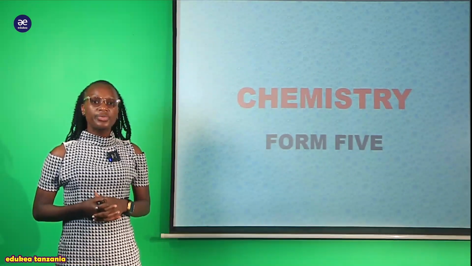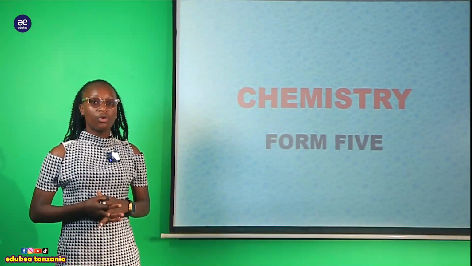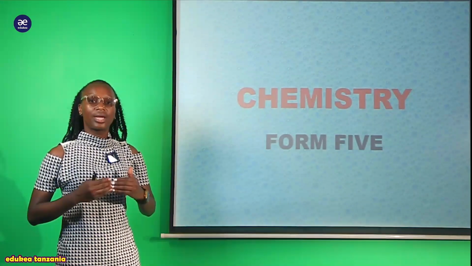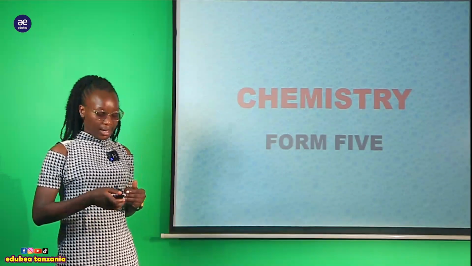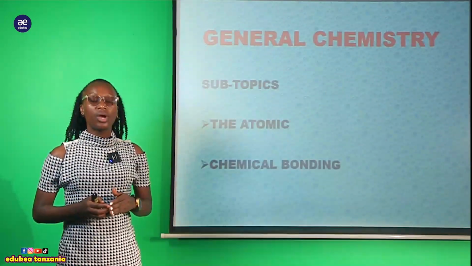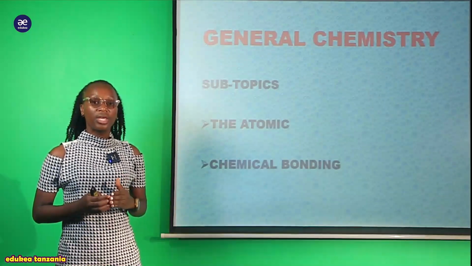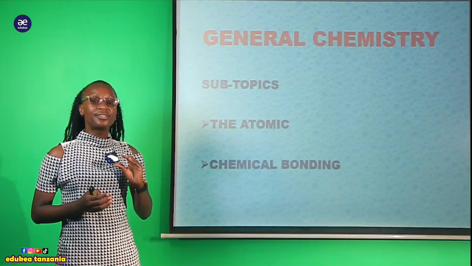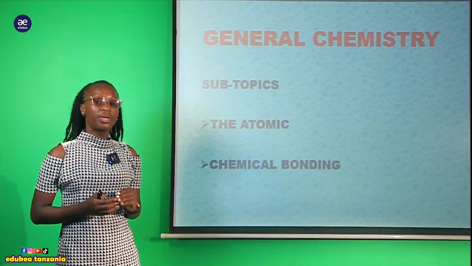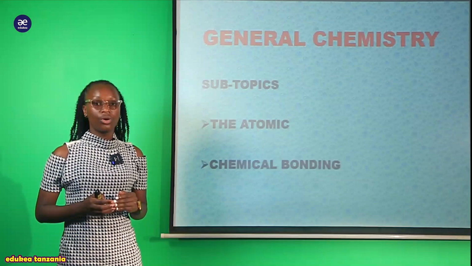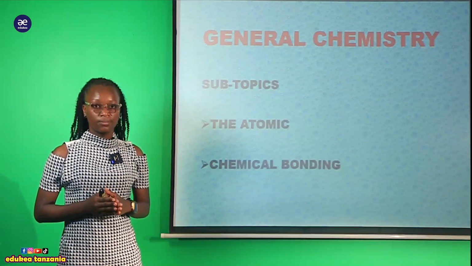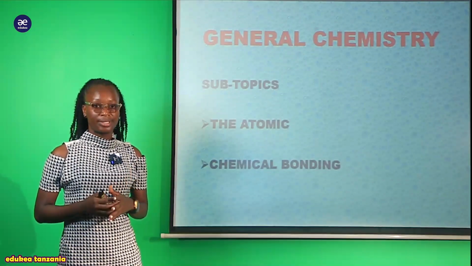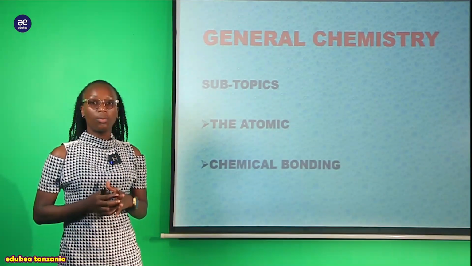Form 5. My students, we are going to start tutorials of Form 5 level, whereby we are going to discuss those topics in chemistry subject. Okay, my students, in chemistry subject, we are going to start with our topic, which is general chemistry. This topic has some main subtopics, which is the atomic, but also the chemical bonding. And here in the atomic, there are a lot of subtopics. The same applies in the chemical bonding.